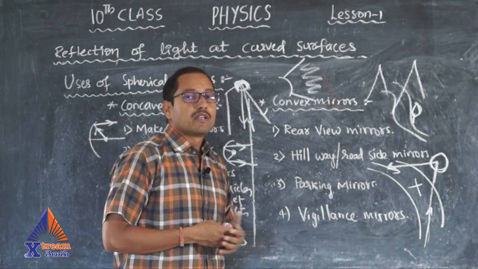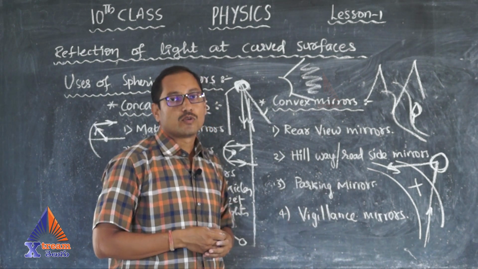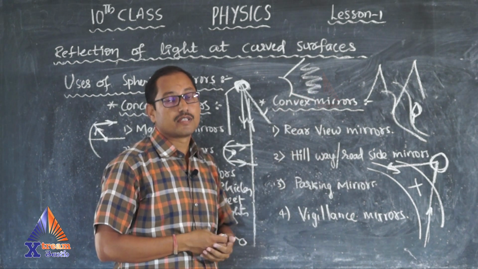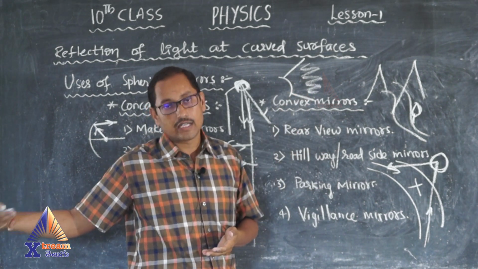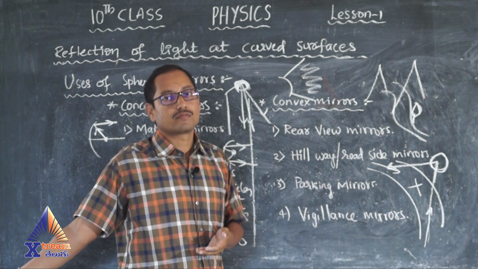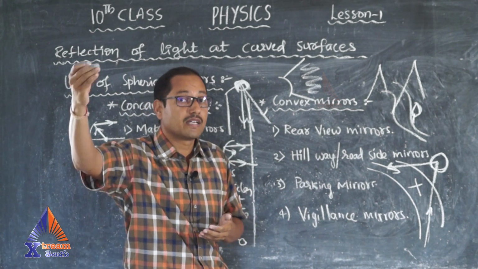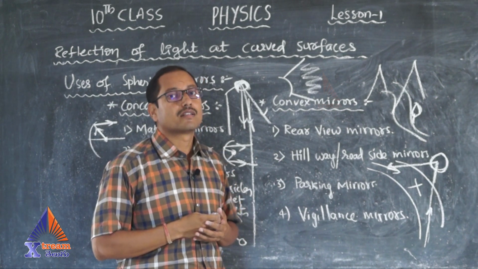Next one is parking mirrors. In parking places also you see big spherical mirrors. They are also convex mirrors. These are used to see whether any vehicle is there backside or not, or any vehicle is there on the other side of the road or not, whether any vehicle is coming from the other side of the road or not.